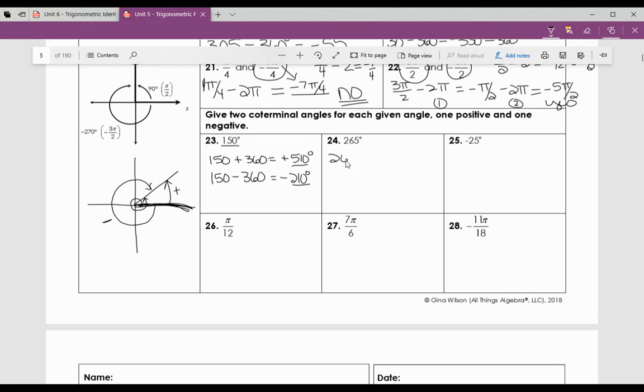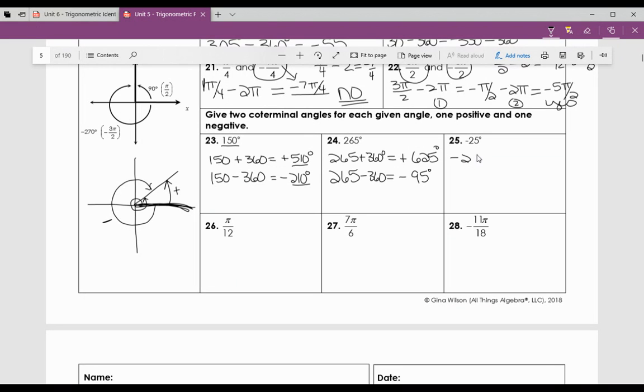So here, 265 plus 360. That will give us our positive. 265 minus 360 gives us our negative angle. Now, if you were to do one and you subtract 360 looking for a negative outcome and you don't get it, subtract 360 again. You can subtract 360 or add it as many times as you need. So we got 625 here and negative 95 degrees here.